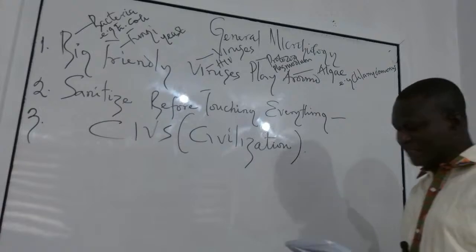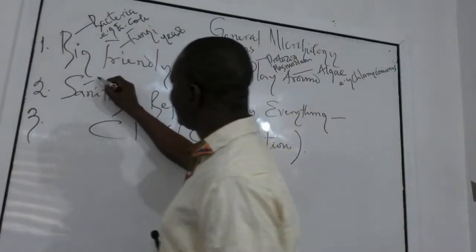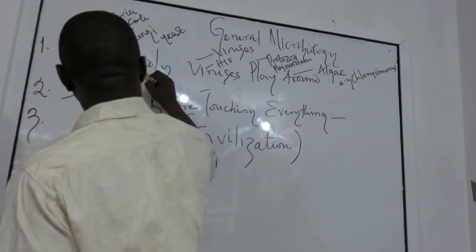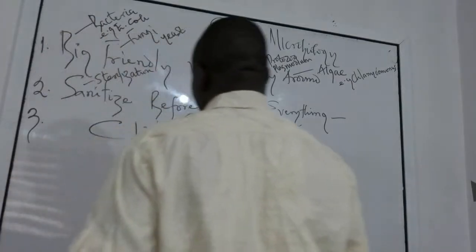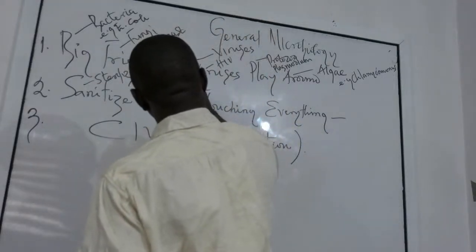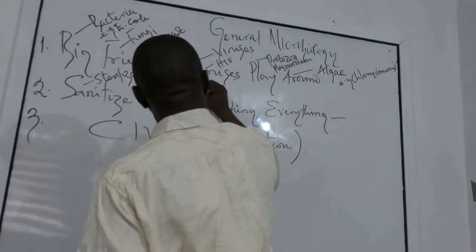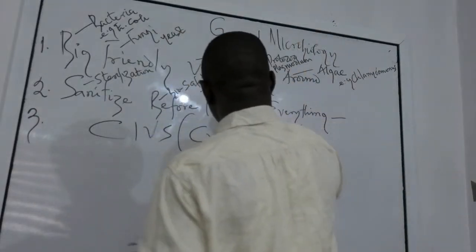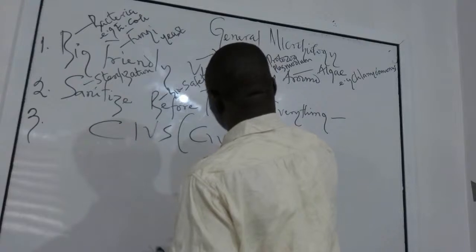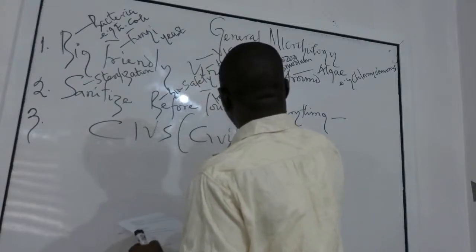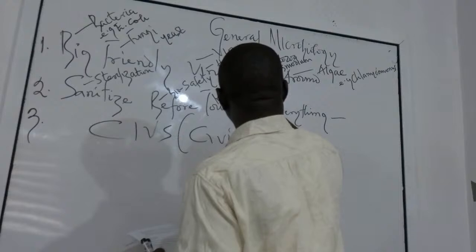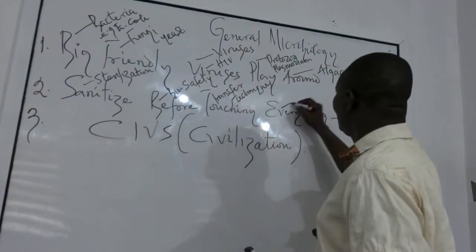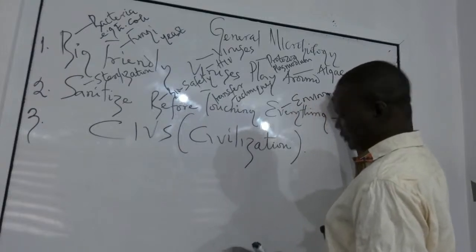So the second sentence that we have here: S is standing for sterilization. S is standing for sterilization. B is standing for biosafety, that's containment, biosafety. T is standing for transfer techniques. While E is standing for environmental.